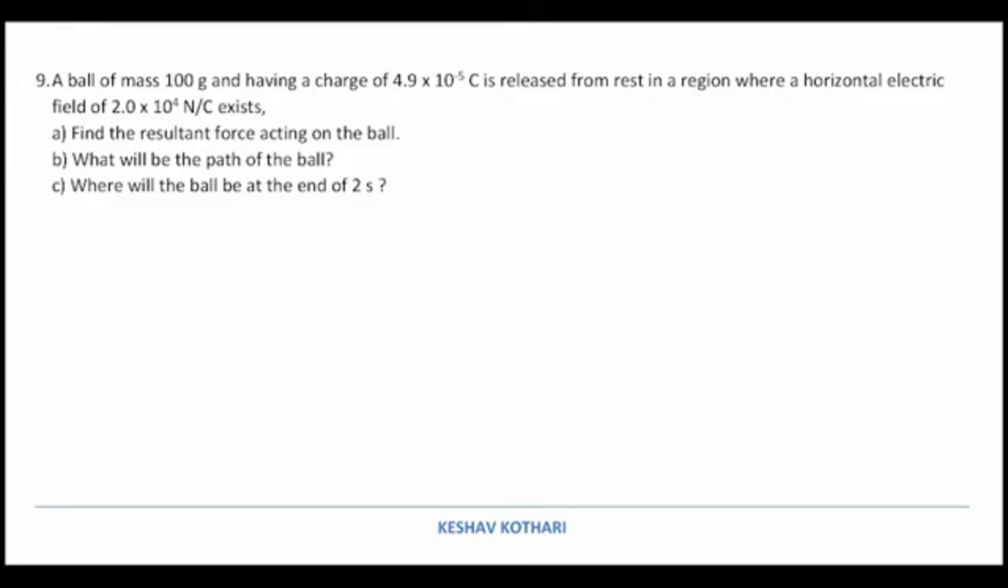So I am considering this as a ball. Now it is placed in a region of horizontal electric field. I am considering that the electric field is in this direction, and the value of the electric field is given to us as 2 × 10^4 Newton per coulomb. Now the force acting on the ball can be written as qE in this direction, and a force mg in this direction due to the gravitational force.